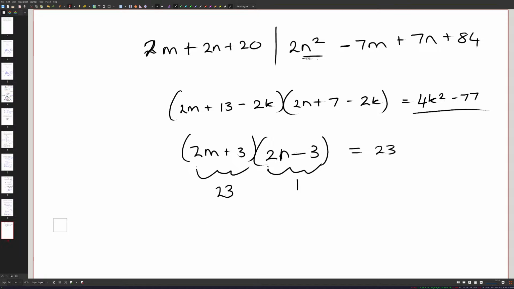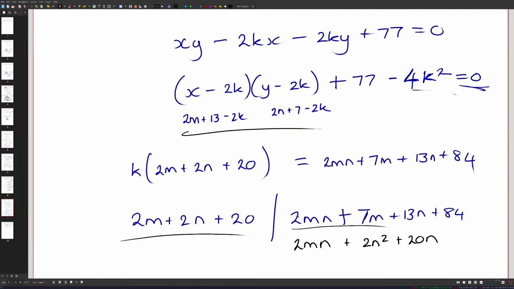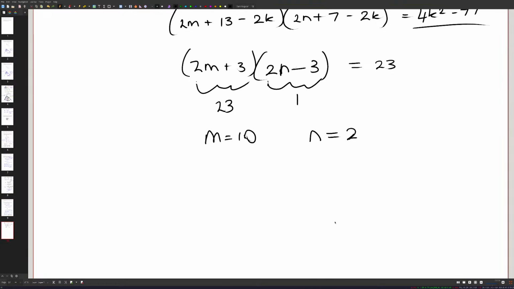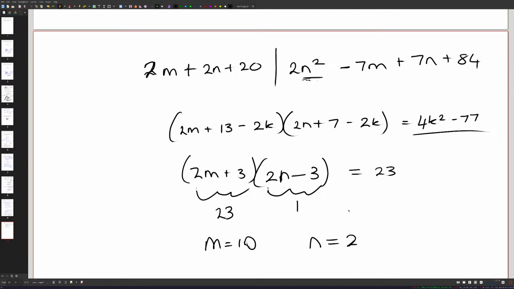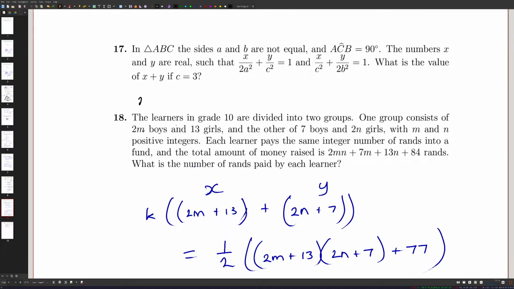So that gives you m equals 10 and n equals 2. And that means k equals 5 is an option, but that doesn't feel like it should be unique. Although let's check that this actually works. So m is 10, n is 2. I'm claiming that if we have 20 boys and 13 girls in the one class, and 7 boys and 4 girls in the other class, and they all collect 5 rand.